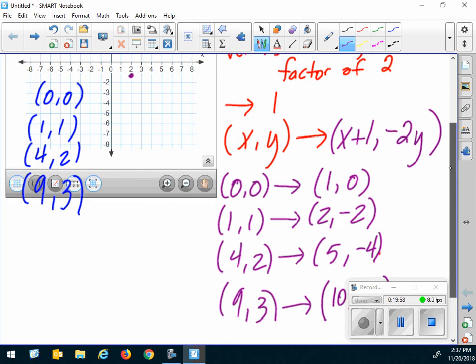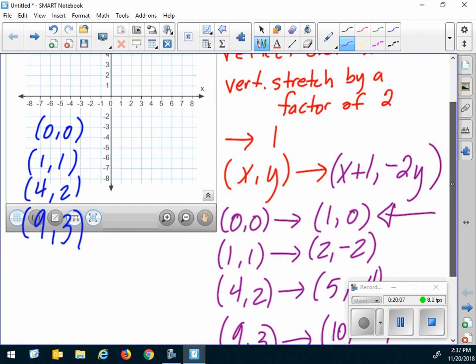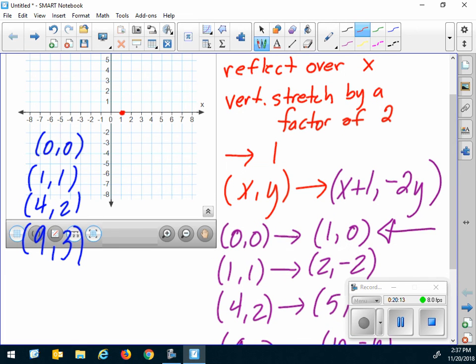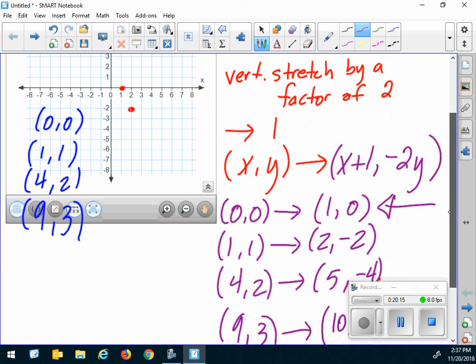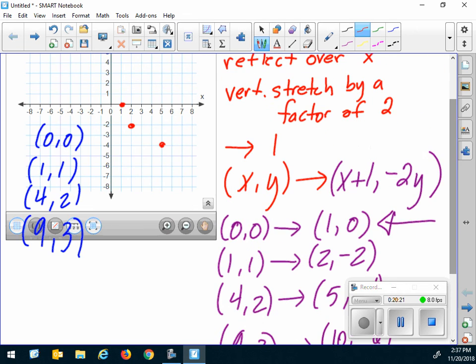We're going to plot our 4 new points. And remember, when you start graphing it, you're going to start with this one. 1, 0. 2, -2. 5, -4. 10, -6. And the graph goes like so.